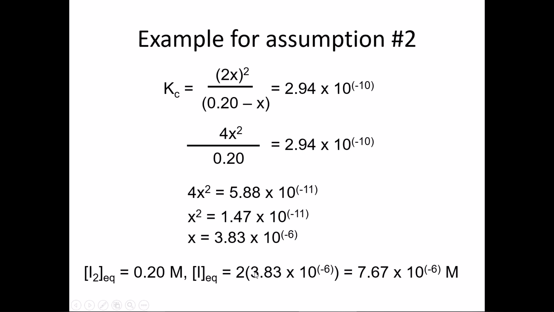Here's our I amount, 2x. So we multiply our x value times 2. 7.67 times 10 to the minus 6 molarity. So very little I is created. So if the K value is very small, we can usually make the assumption that x is very small, and we can ignore any adding or subtracting of the x value.